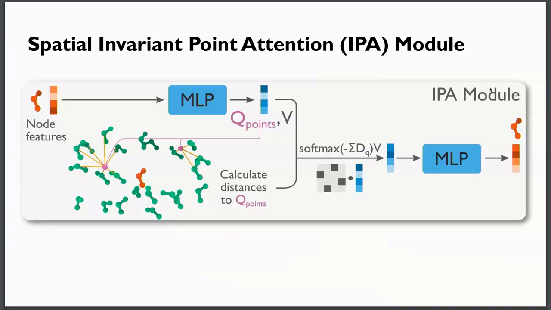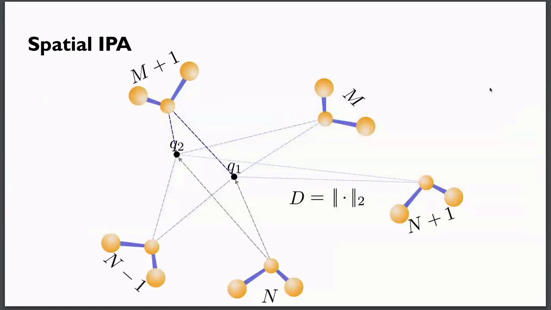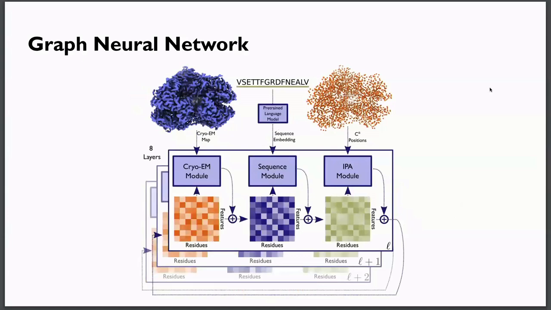So what this is really doing is it's looking for repeatable geometric information that exists in your model. And if that exists, it learns something about what the environment is. For example, in an alpha helix, there's very repeatable things going on, and that would give information to your node about where it should rotate and so on. So that's how the spatial IPA works, with distances against other residues. So this is the graph neural network.